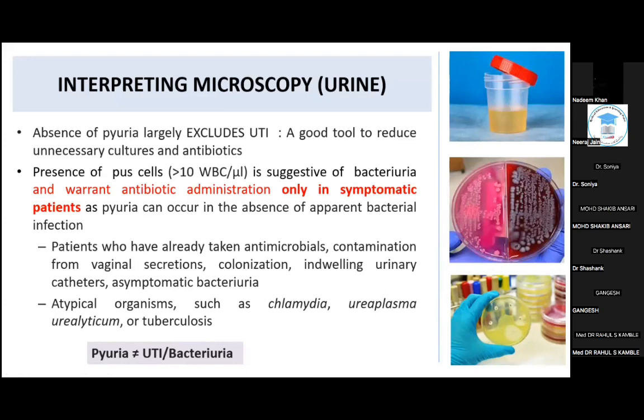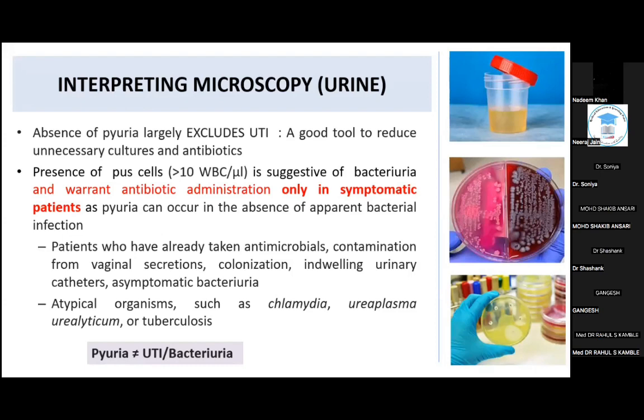Similarly, for urine, an absence of pyuria largely excludes UTI. The presence or absence of pyuria is a good tool to reduce unnecessary urine cultures. From the urine microscopy itself, we can decide whether to go for culture or not. That is what is called diagnostic stewardship, to have rational utilization of whatever preliminary reports we have and do the testing rationally.